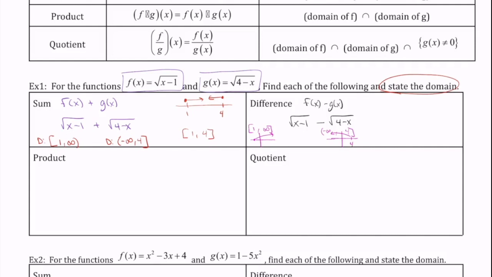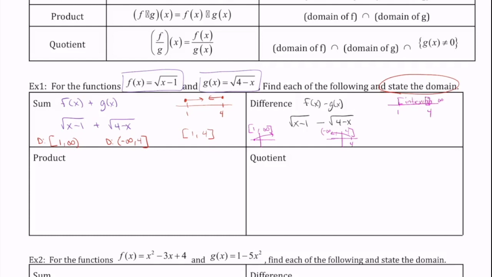So again, my f of x minus g of x is going to be the same exact thing. Nothing changes there. And the domain is going to have the same properties, right? So I'm still looking at f of x starts at 1, goes to infinity. g of x starts at 4, goes to negative infinity. So this is the intersection.